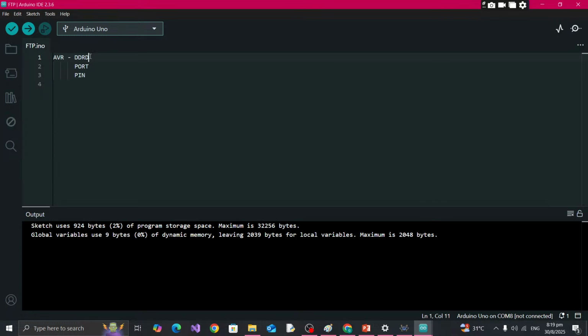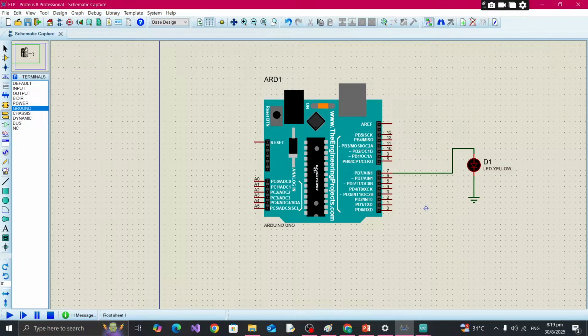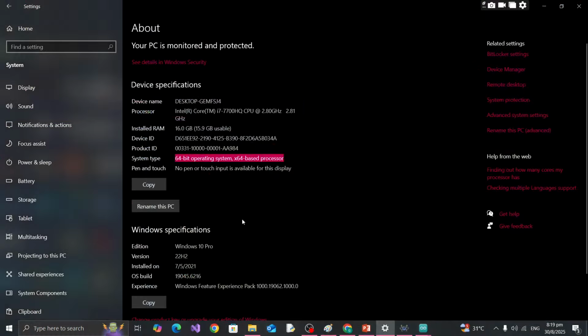This is the DDR register. DDRD, not DDR register, data direction register. Okay. So now, since I'm short of time, I'm unable to do that.